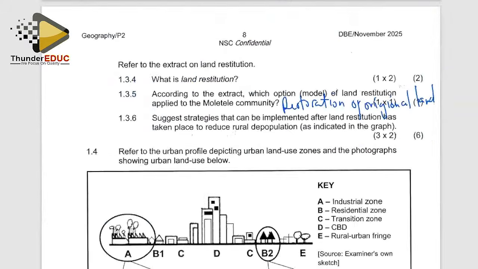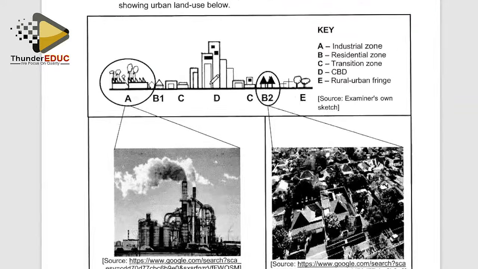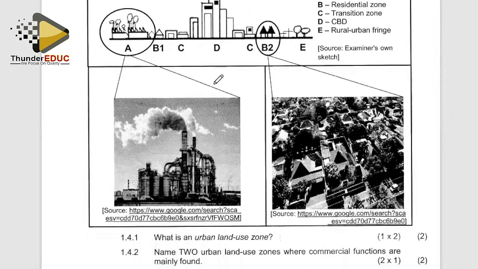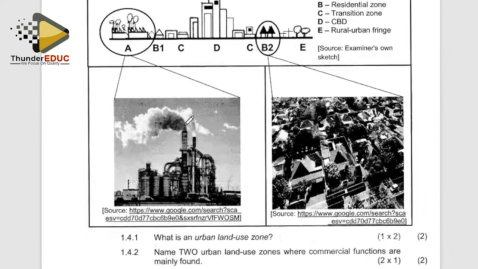We're moving on to question number 1.4. Refer to the urban profile depicting urban land use zones and photographs showing urban land use below. That is the urban profile. We can see that from the tallest building at D, the height of the buildings are declining as we go to the outskirts, where there's the rural urban fringe at E, and B is showing us that that is a high income area. Then we also look at the left-hand side. We see from the CBD, the buildings are declining, going downwards until we get to the heavy industries at A, at the end there. But let's try to use that urban profile to answer the questions.